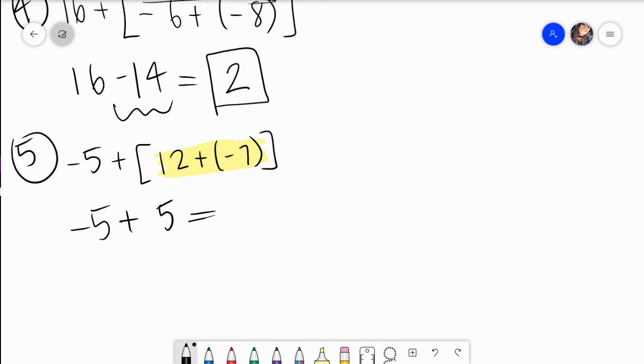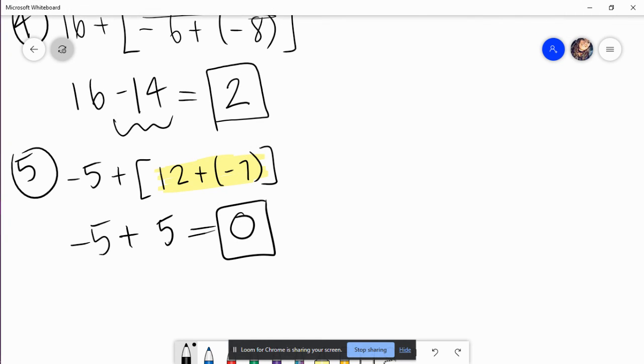Now right here, this is the additive inverse we learned earlier. -5 plus 5 gives us 0. Okay, so a few examples on the 9.4 homework, basically just combining terms.